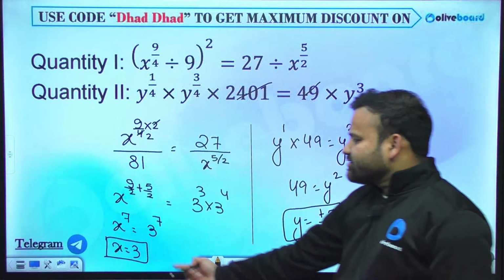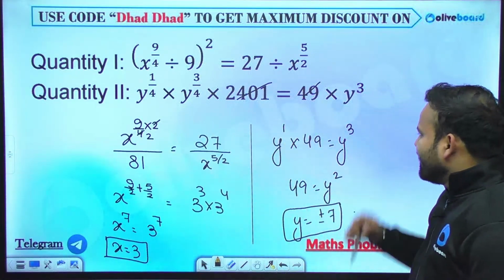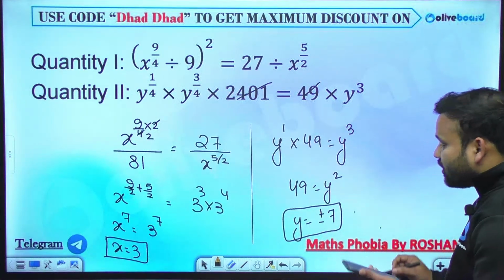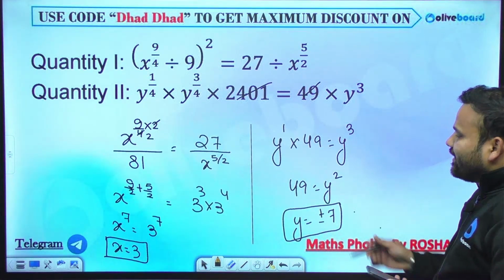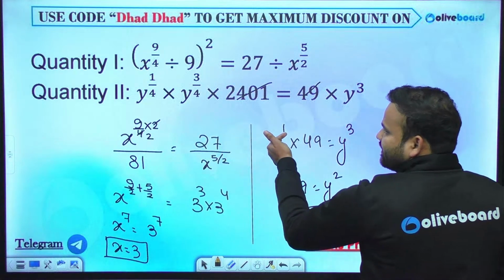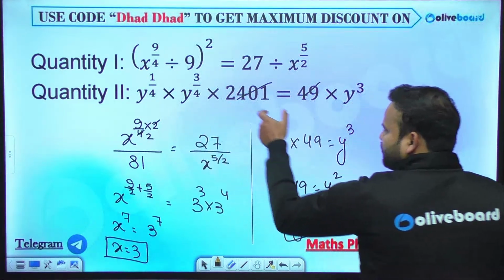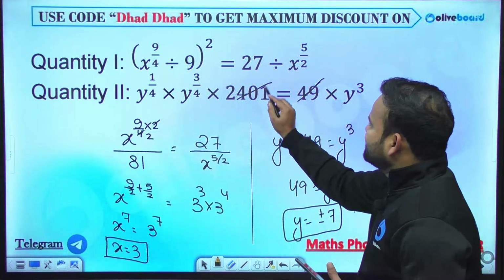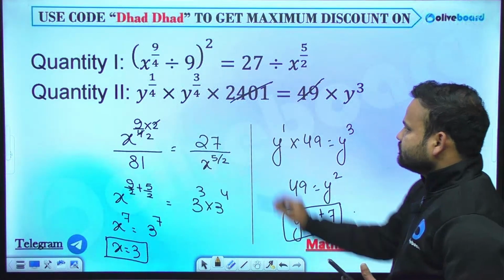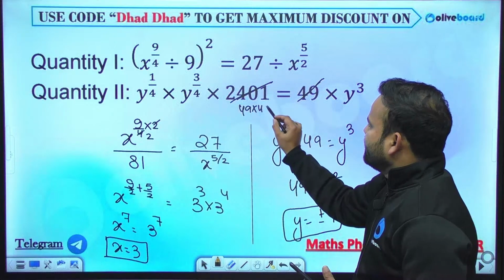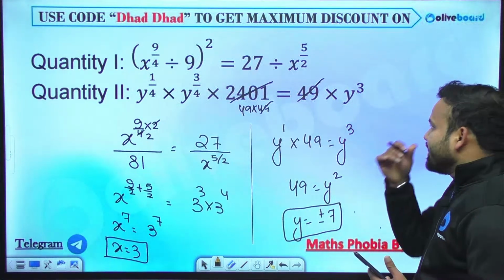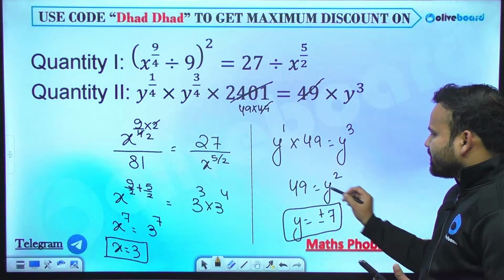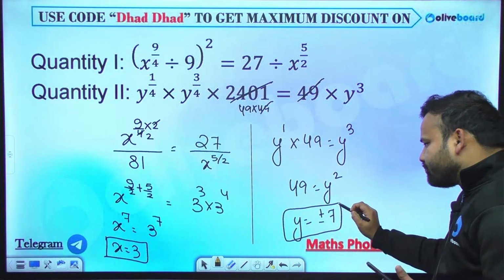What about x here? X was carrying only one value. But what about y here? Y is carrying positive as well as negative. Did anyone get the answer? Now 2 is not greater. See the positive value of y. It was y to the power 1 into 2401, which is 49 into 49. This 49 will eliminate this 49. This is 49 times 49. So one of the 49 will get eliminated. This is y cube. So power will reduce. This is y square equals 49. So we got y as positive 7 and negative 7.